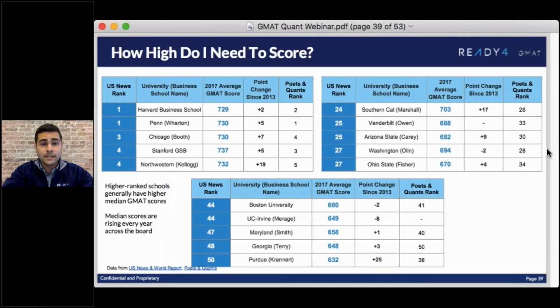How high do I need to score? This chart is just a sampling of top 50 MBA programs, and it's showing you that average GMAT scores are going up, anywhere between 5 points and 25 points. So it is getting more and more competitive. GMAT scores are getting higher. You can see that Stanford, at 737, is a very, very competitive GMAT pool.